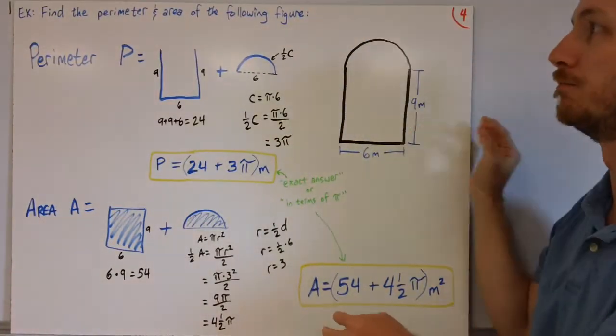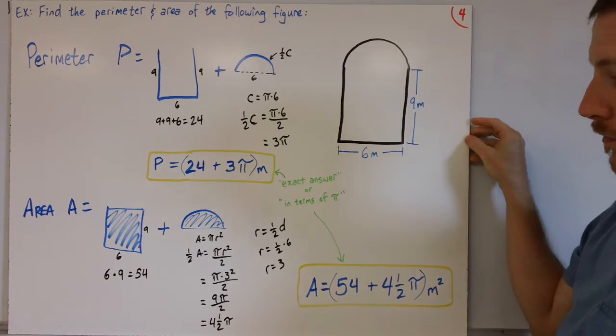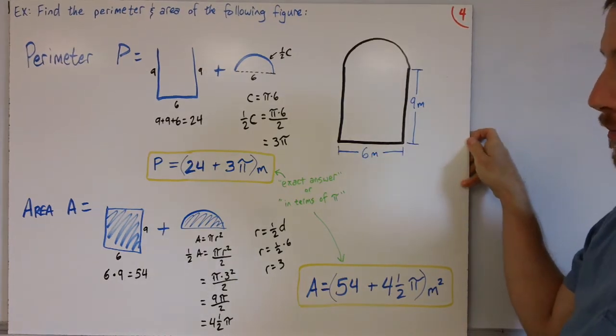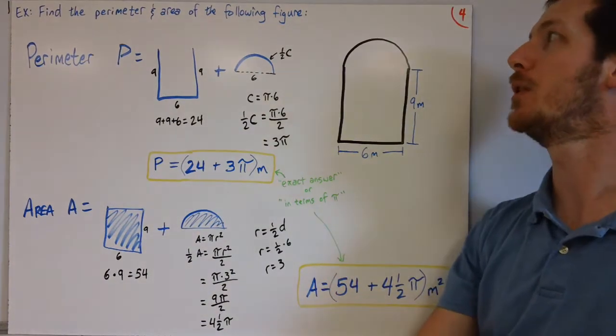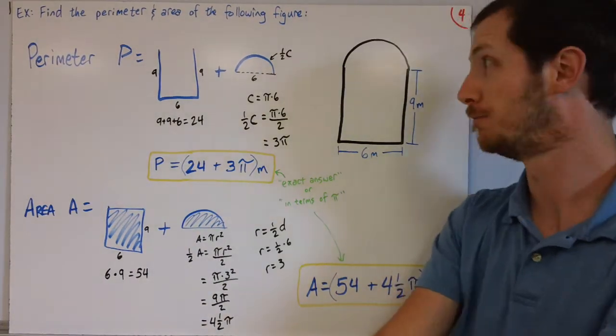Okay, how about one more problem? 2 more problems. Okay, example, find the perimeter and area of the following figure.